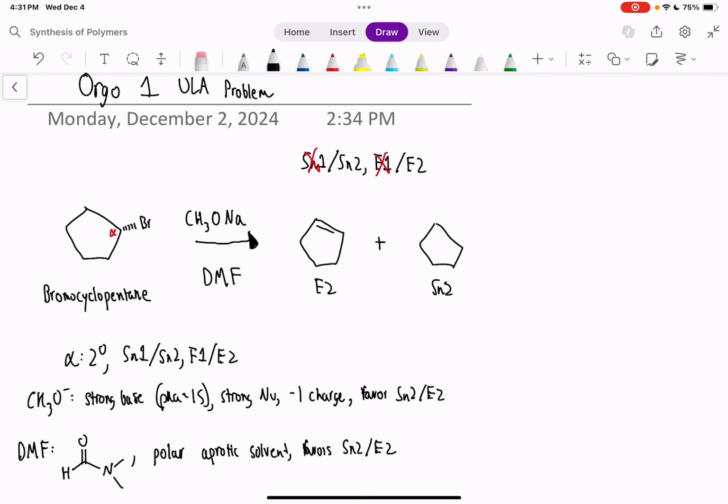The important thing to note when we draw the SN2 product is that the stereochemistry has to be inverted. Since we don't go through a carbocation intermediate, you know that you have to go through backside attack. So the stereochemistry is inverted.